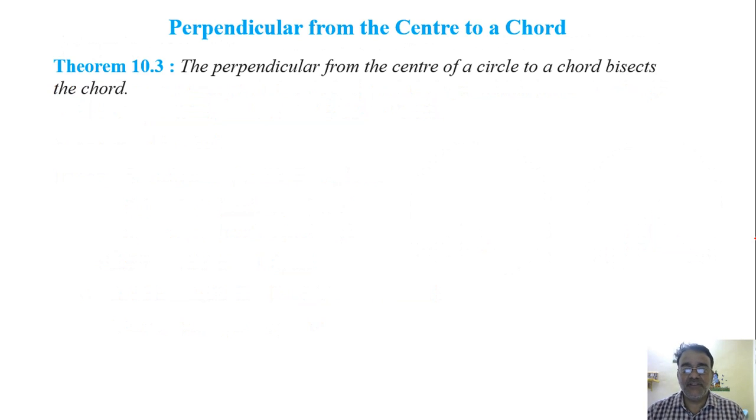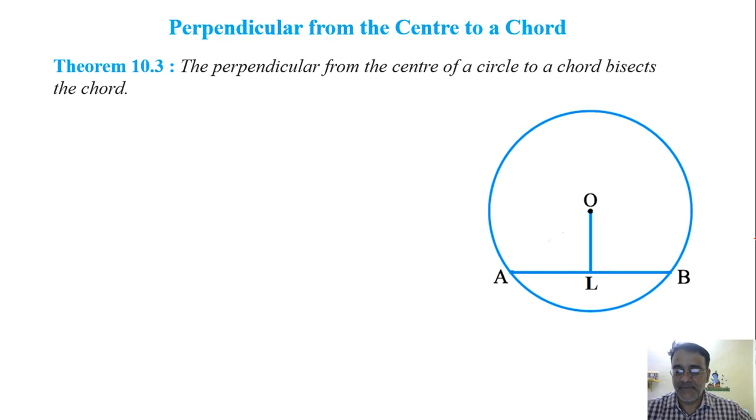Now we are moving towards the next theorem under the topic perpendicular from the center to chord. The theorem is like that: the perpendicular from the center of a circle to a chord bisects the chord. ठीक है, सेंटर से अगर हम लोग परपेंडिकुलर ड्रॉ करते हैं तो वो chord को बाइसेक्ट करता है. So that means, see this figure, we have to show that AL is equals to BL, and this is perpendicular.